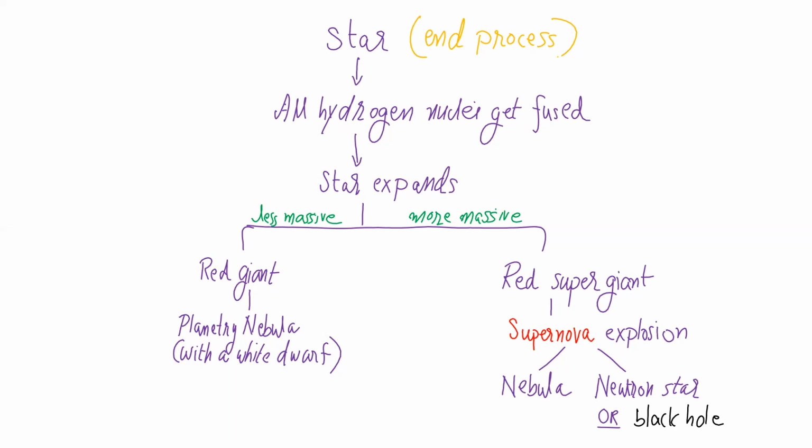First of all, when the star is in its ending process time, all the hydrogen nuclei will get fused. The star expands, it gets bigger and bigger. When it is the most massive, it will be a red supergiant, and when it is less massive, it will be a red giant. Then from red supergiant, it is a supernova, and when it explodes, it becomes a nebula or neutron star, or it can be a black hole too. If it's less massive, then red giant, then planetary nebula, and then it will become a dwarf planet.